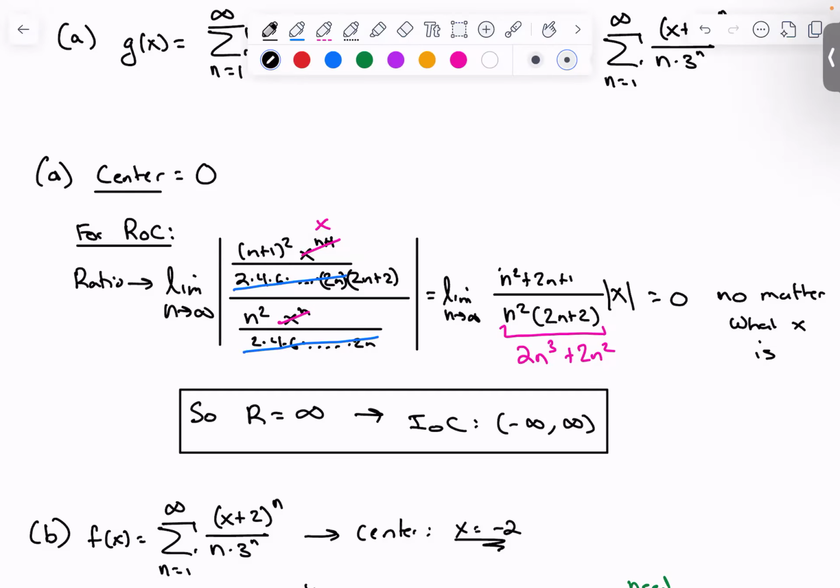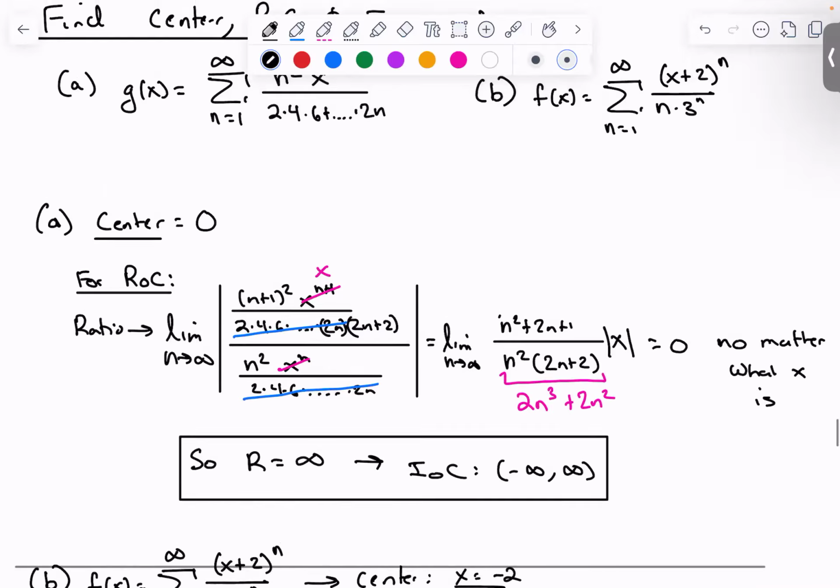Okay, so the first one has a center at 0 because it's just x to the n. So because it's dealing with a pseudo factorial, my recommendation would be the ratio test, because trying to do the root test, it doesn't really work out too well. So ratio test, then the n plus 1th term goes up top, and what that would be is n plus 1 squared times x to the n plus 1 over 2 times 4 times 6 all the way up to 2n, and then 2 times the quantity n plus 1, which is 2n plus 2. That's the next term in the sequence. And then over a sub n, which is n squared x to the n over 2 times 4 times 6 all the way up to 2n.